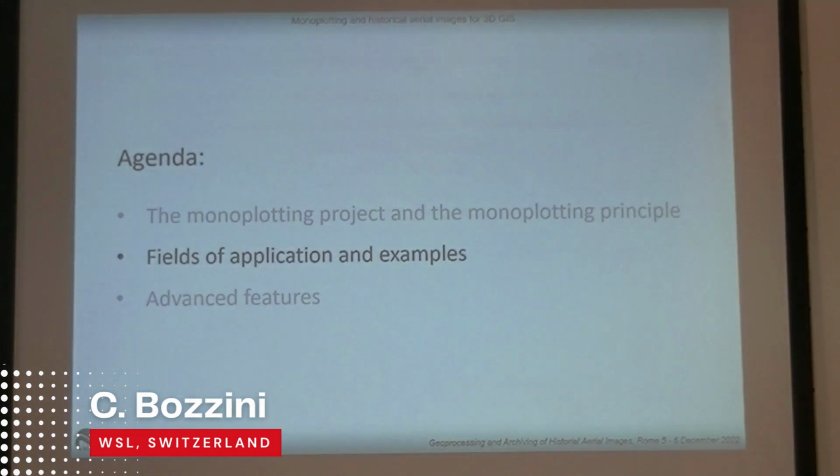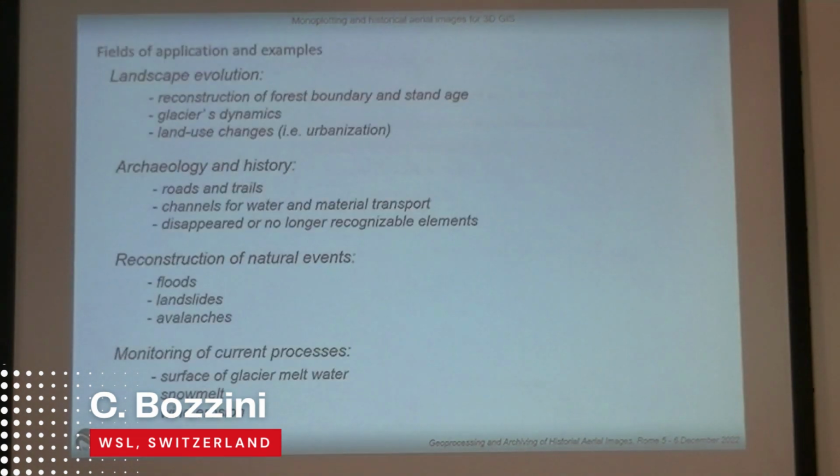Now to the fields of application, with a couple of examples. The main fields of application include landscape evolution, for the reconstruction of the landscape dynamics of forests, glaciers, urbanization, and so on; archaeology and history, to regain disappeared or no longer recognizable elements of the landscape, such as roads, trails, or buildings. Then we can use the program for the reconstruction of natural events, such as floods, landslides, or avalanches, and finally for the monitoring of natural events.